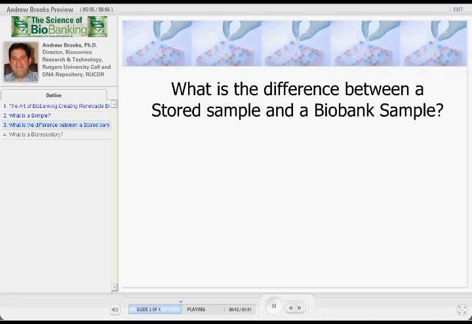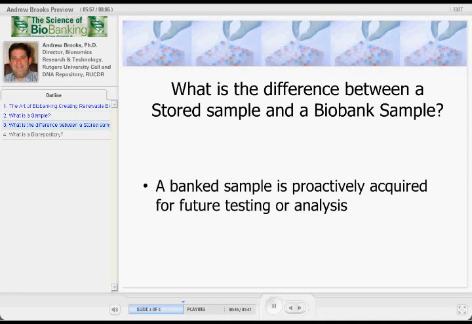A biobank sample is a little bit different, or a bank sample in my definition. A bank sample is a sample that's proactively acquired for future testing and analysis. So that's a sample that's collected. It may be stored as you receive it. It may need to be processed and cataloged or defined. But then that sample is used for some sort of analysis or some sort of more global application.